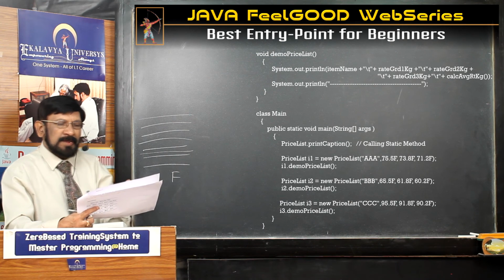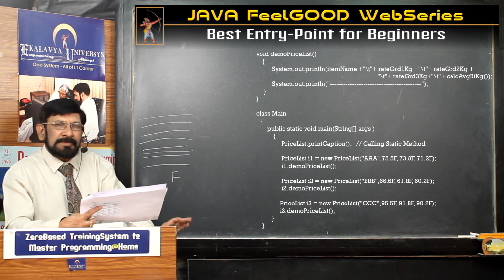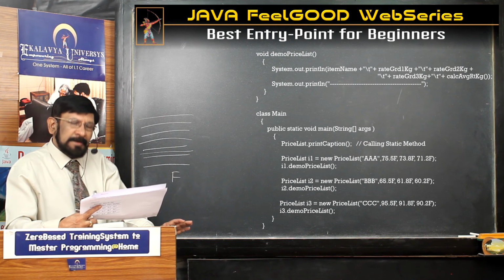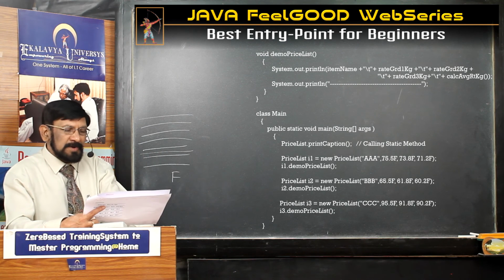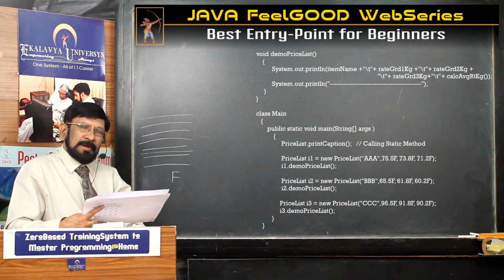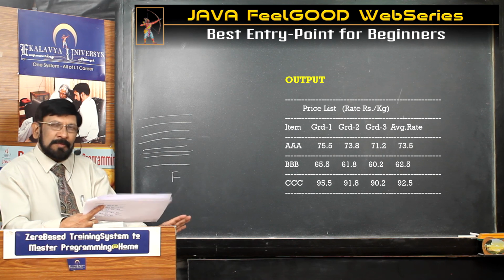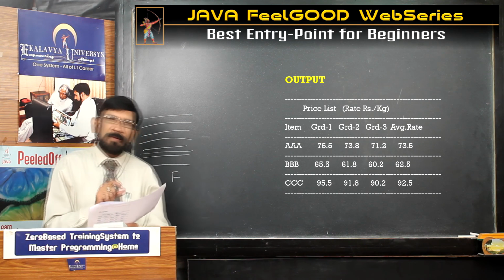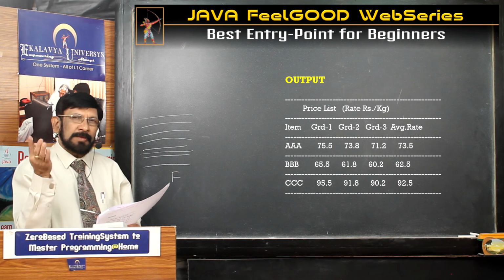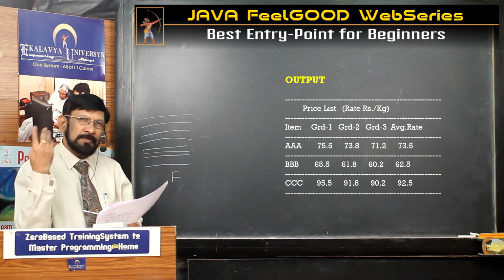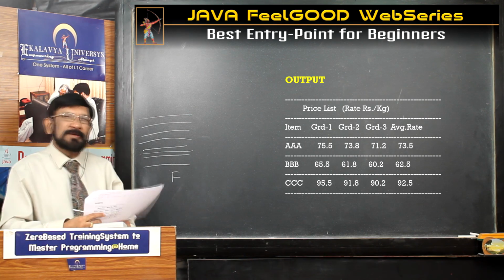That means in our case triple A is printed. Next again i2 means the second object you are creating, and i2.demoPriceList. Then the second row is printed. Then i3.demoPriceList, then that is printed. Ultimately your price list is printed. I have defined 3 items. I want to put 3 items in the price list. If you want to put 5 items, you do that. If you want to put 10 items, you do that. By that your confidence is crystallized.